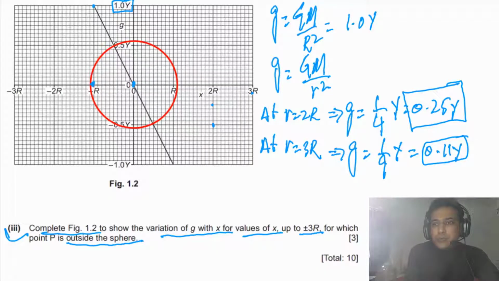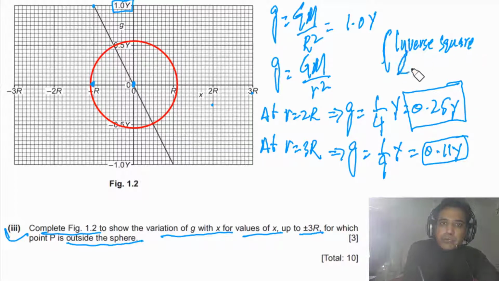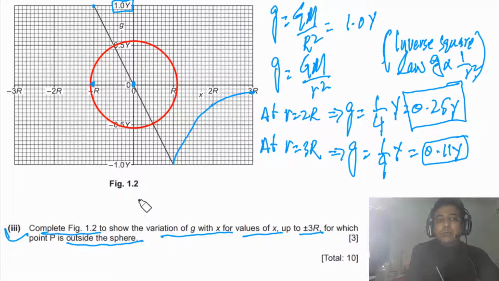Now simply we need to connect these points. That will be the shape of the graph, and this will obey the inverse square law. You also need to understand that this will obey the inverse square law, because g is proportional to 1 over r squared. So we can simply connect these points. Simply this is how you can connect the points. So this is how you can sketch.